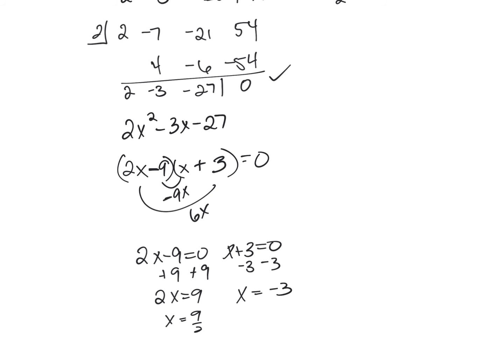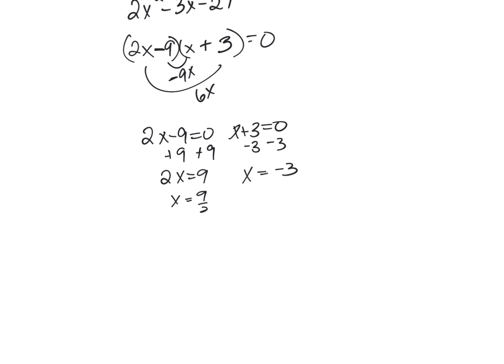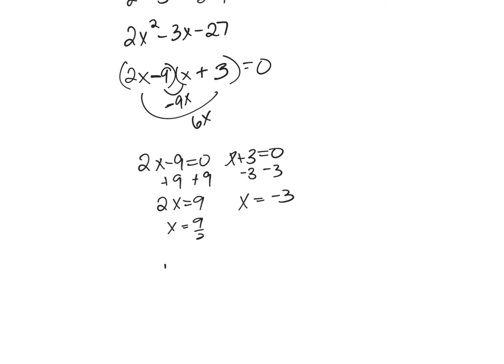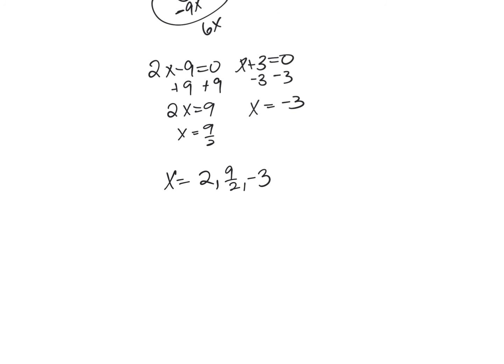So x is 2, 9 halves, and negative 3. Okay, number 19. These are my answers.